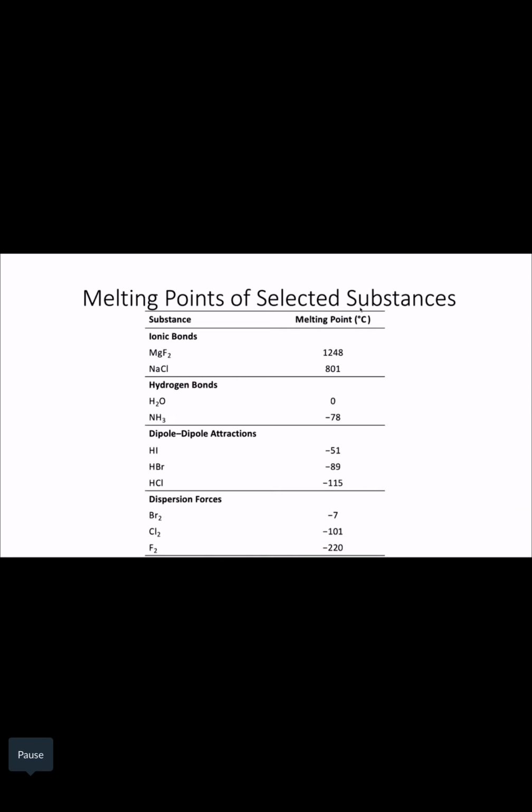Here we will see some data to compare it. Here we have a couple of ionic compounds. Look at the strength of those ionic for melting points. How does it affect it? 1248, 801. When you have molecules that only have hydrogen bonding, like water and ammonia, 0 and -78. Dipole attractions, HI, -51, -89, -115, and dispersion forces, -7, -109, 101, -220.